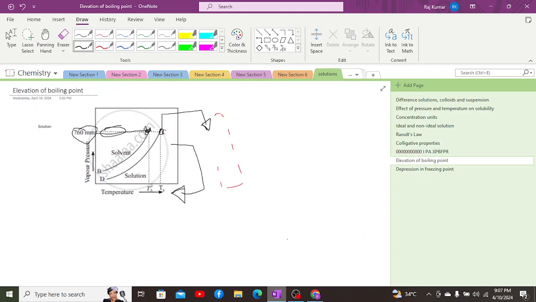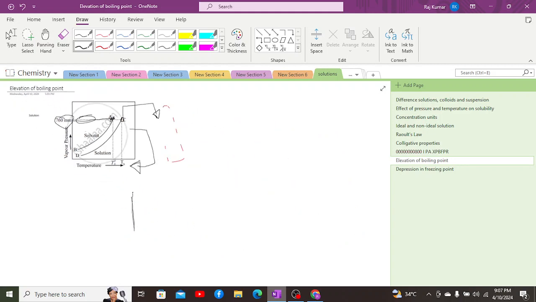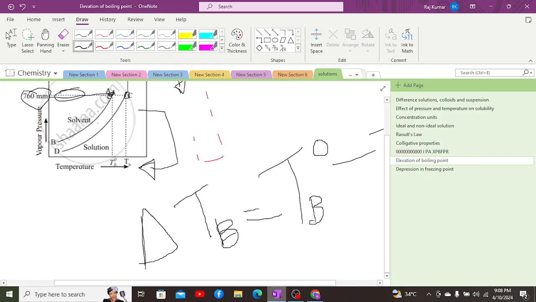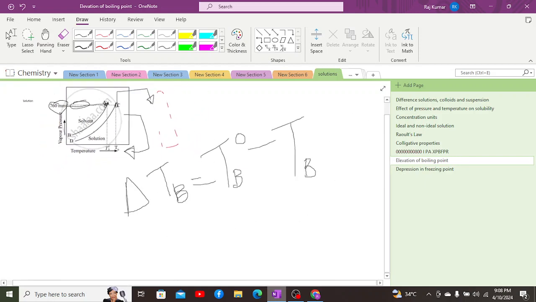And when it comes to its mathematical derivation, we can say that the elevation in boiling point, represented by delta TB, is equal to TB minus TB naught. TB naught is the boiling point of the pure solvent and TB is the boiling point of the solution. So we would be considering TB minus TB naught.